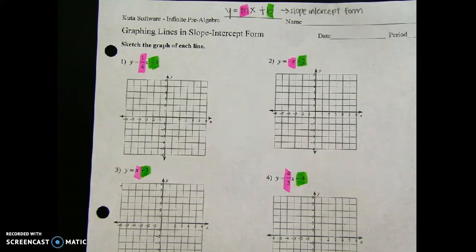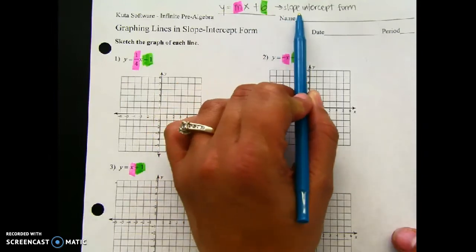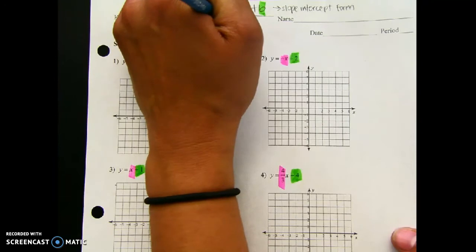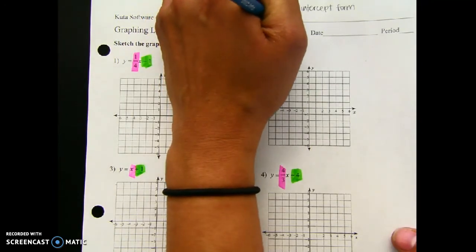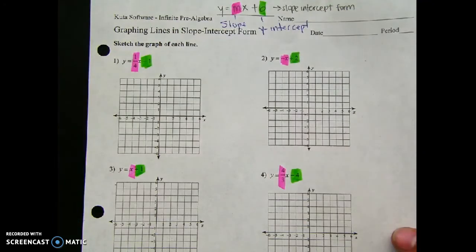First thing you want to do is separate your information. So make sure that you have y equals mx plus b here. You're going to be identifying m as your slope and b as your y-intercept for each. Be sure that you do your opposite reciprocal, or slope, and you write your direction.